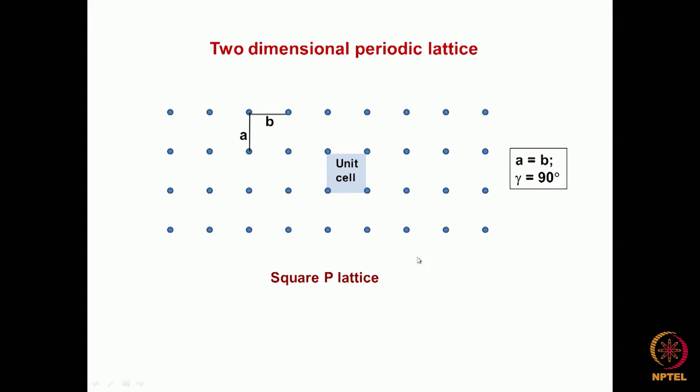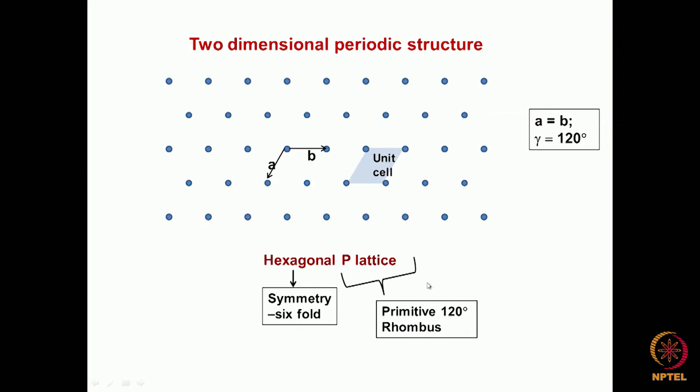Then we have another type of periodic cell where the lengths of A and B are equal and the angle between them is also 90 degrees. This generates a square lattice. And when the angle between A and B is 120 degrees and A equals B, then we generate essentially a hexagonal lattice.